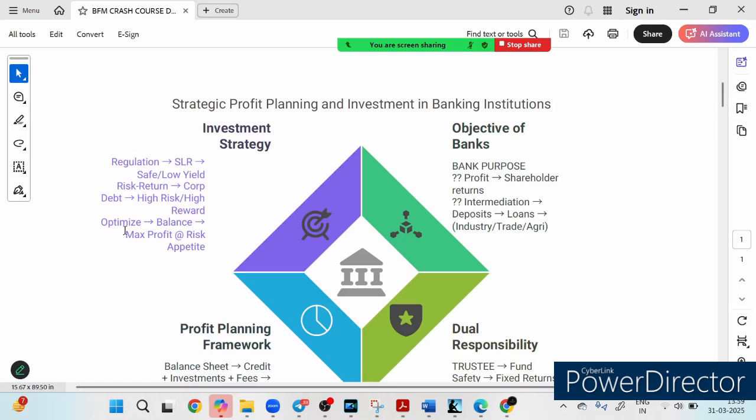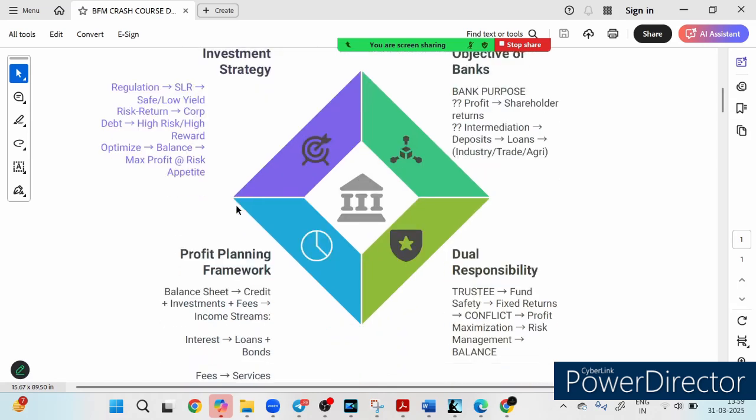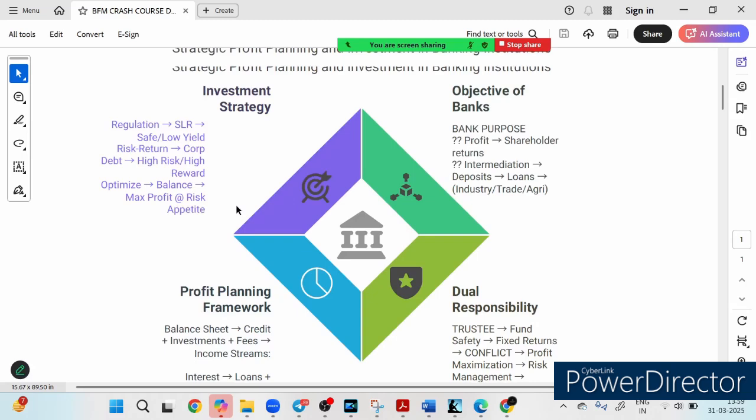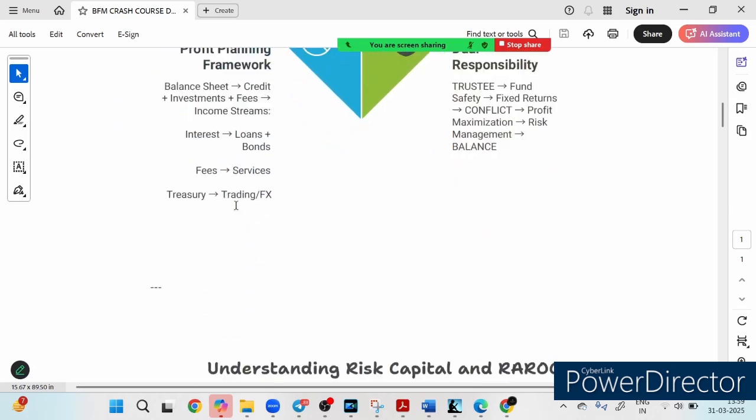You will get to know every aspect which is covered in 2 pages of the book. If you go through Macmillan, the 2 pages have been covered in the single diagram, and every aspect has been discussed, nothing has been left out. So we have discussed the profit framework planning, the investment strategy, objective of bank, and dual responsibility. Every aspect has been considered.